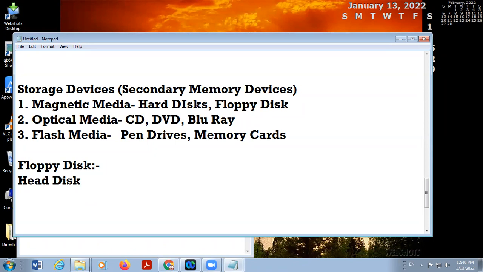Its life is long because it is made of a very hard material. In this, we can store data in GBs or even a TB. It has large memory and long life, but one drawback is there. We can't carry it from one side to another if it is inside the CPU.